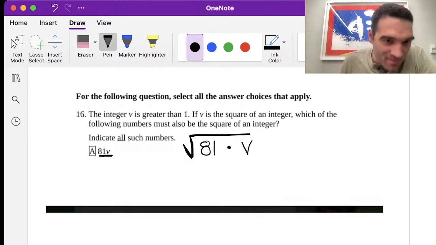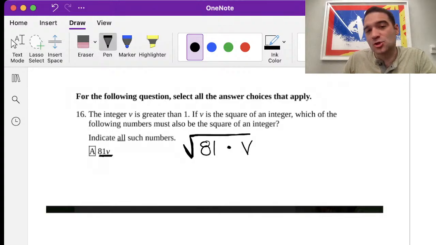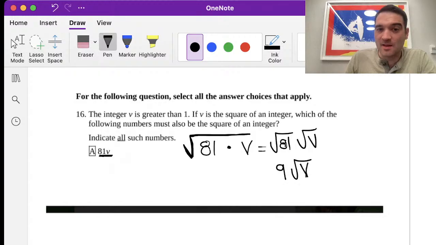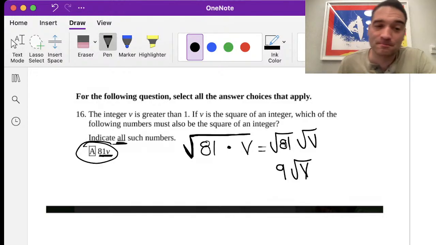Well, if I know my radical rules, radical rules say that the square root of a times b is equal to the square root of a times the square root of b. So 9 times the square root of v. V is an integer, and so is 9, and so this is an integer, right? We're looking for all answers that could be true.